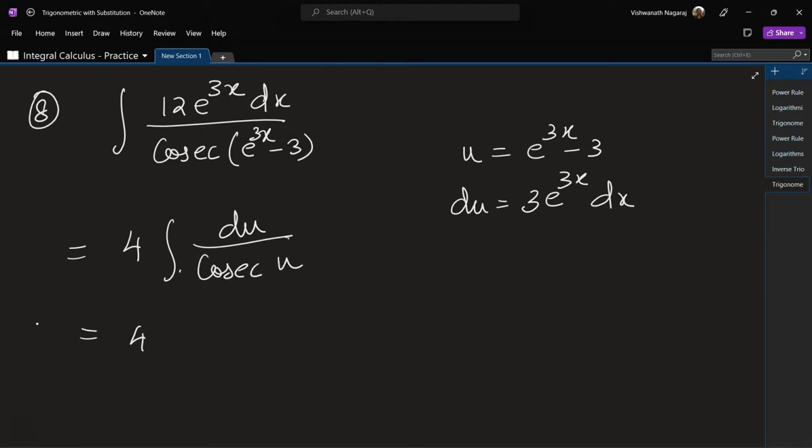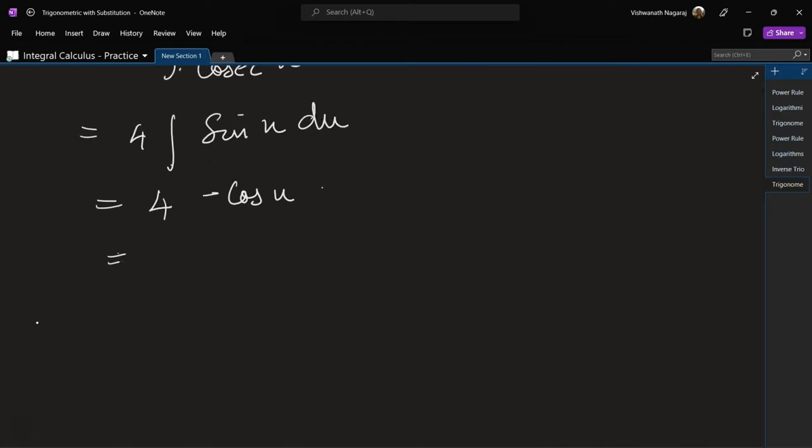Again, let's bring it to the numerator. We get 1 by cosec is sine u du. And we know sine is the derivative of minus cos u. Okay. And again, let's do the reverse substitution. U is e to the power of 3x minus 3 plus c.